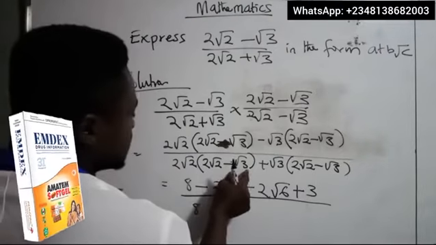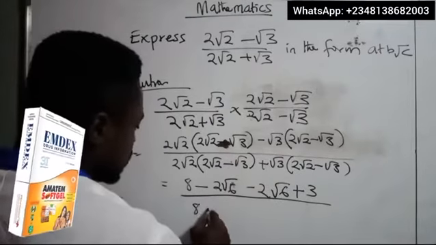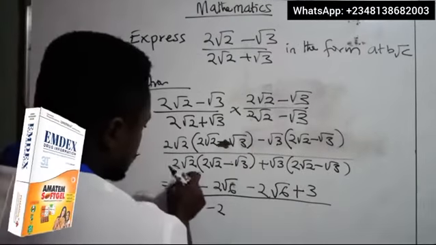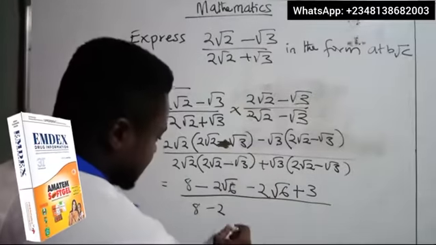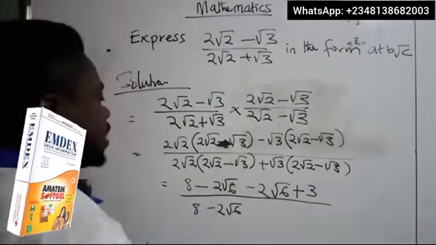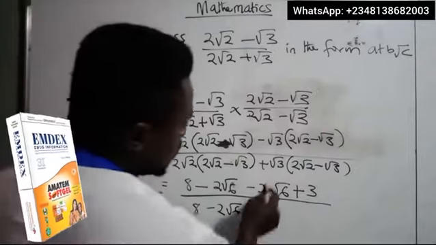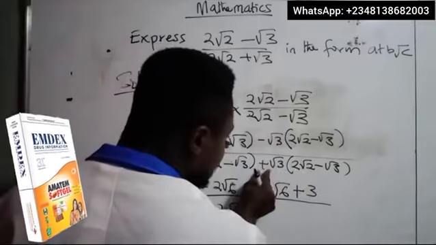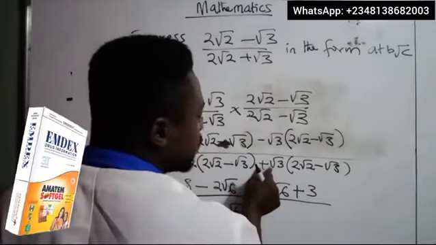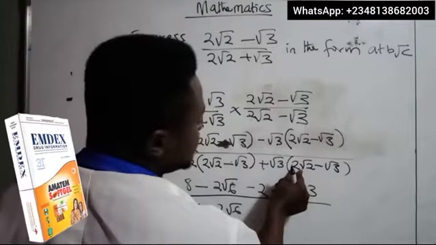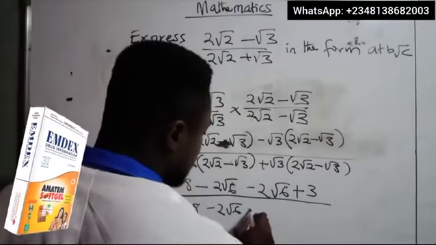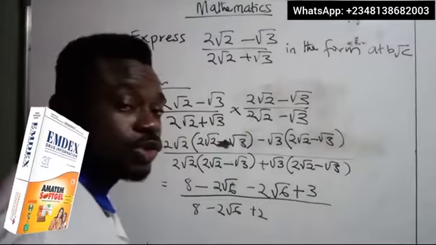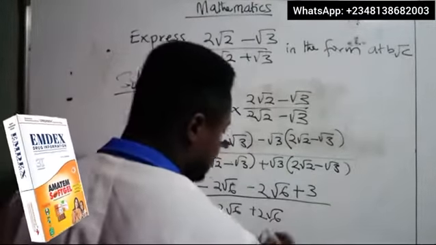The same thing here. 2 root 2 times minus root 3 will still give you what? Minus, because 2 times minus 1 is minus 2. Root 2 times root 3 is root 6. So we have minus 2 root 6. Now let's open this bracket too. Plus root 3 times 2 root 2. The coefficient of plus root 3 is plus 1, so plus 1 times this coefficient 2 is plus what? 2. We have plus 2. Root 3 times root 2 will give us root 6. So we have plus 2 root 6.